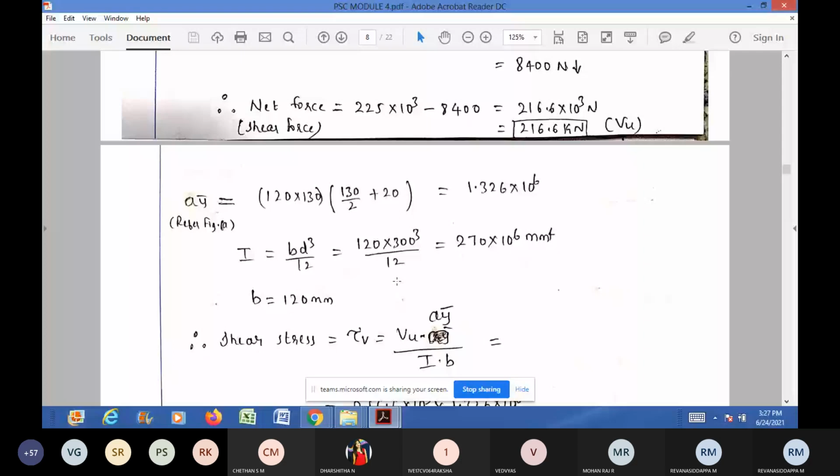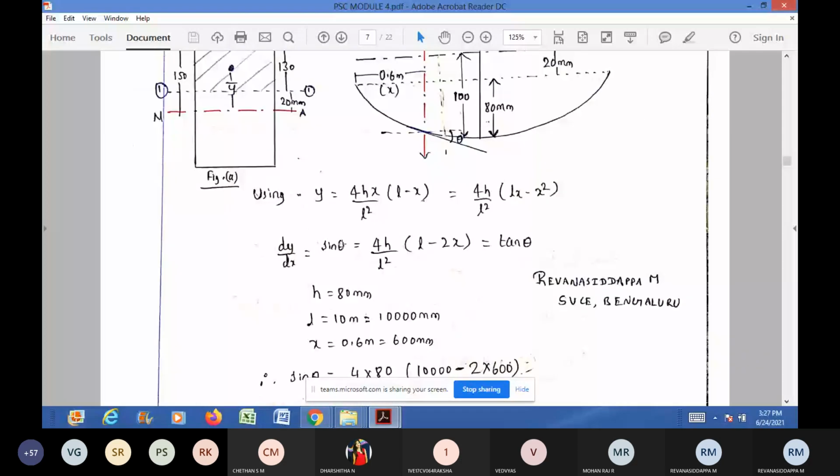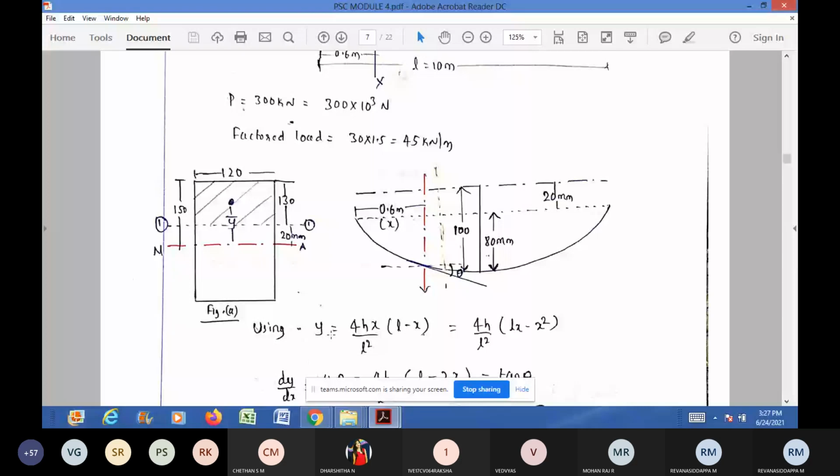We know the equation of the parabola. Write it. Equation of the parabola: y is equal to 4hx divided by L square into L minus x. You take this variable x into the bracket, then it becomes 4h divided by L square into Lx minus x square.